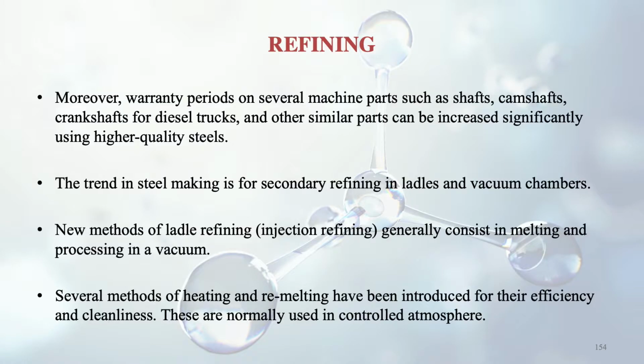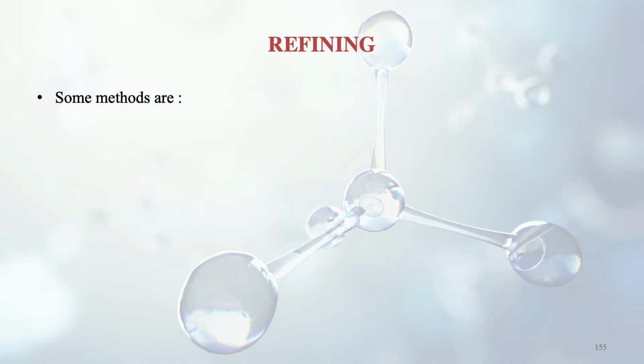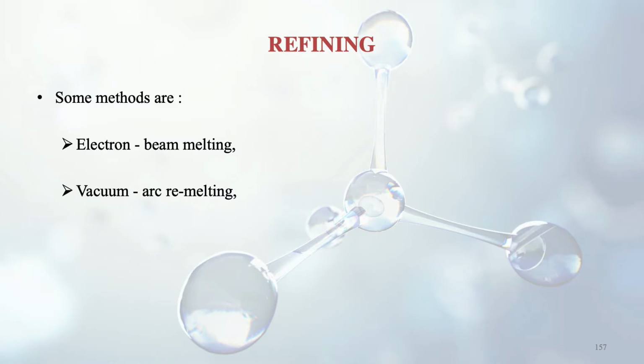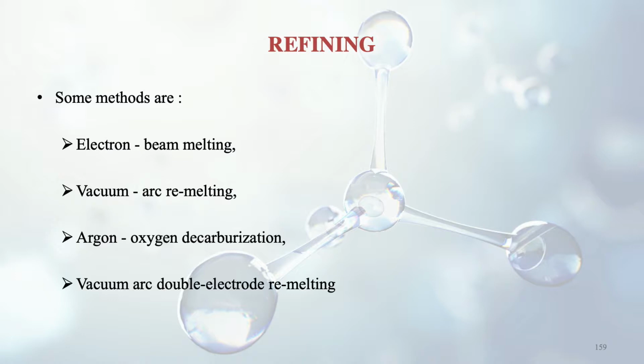Several methods of heating and remelting have been introduced for their efficiency and cleanliness. So there are different methods for heating and remelting. These are normally used in controlled atmosphere, and some of the method names are as such. The first is electron beam melting, the second is vacuum arc remelting, third is argon oxygen decarburization, and the fourth one is the vacuum arc double electrode remelting. So these are different methods through which we do the remelting.